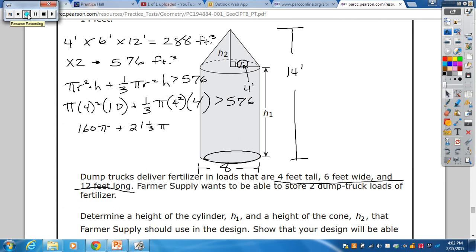Now, I went ahead and did the calculations. My calculator says that it's going to be 569.7 cubic feet. Well, that doesn't meet the requirement of having to be greater than 576. So I go back to the drawing board. Can I go backwards? Maybe not. I'll just go ahead and erase.